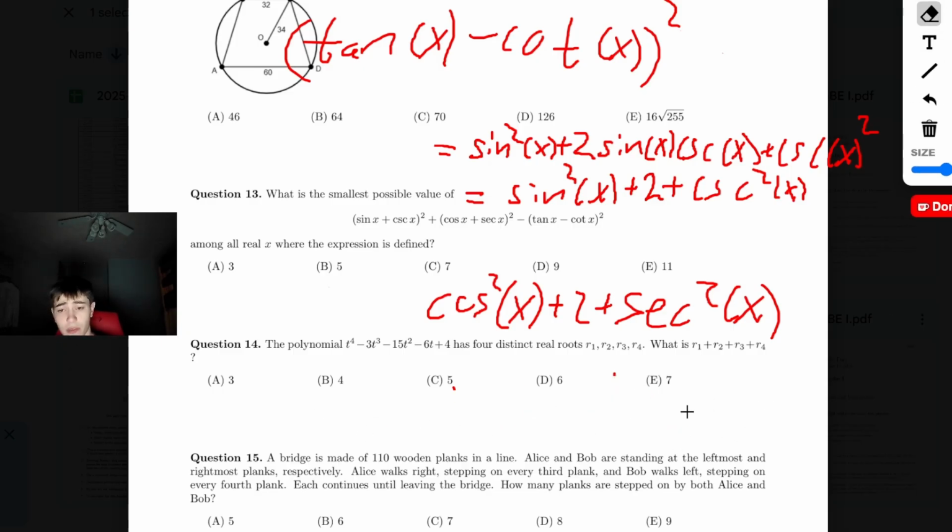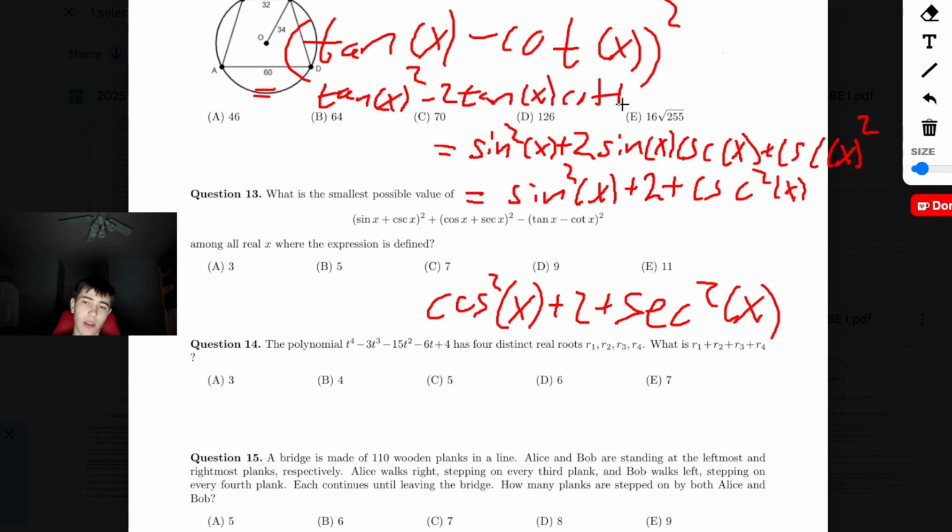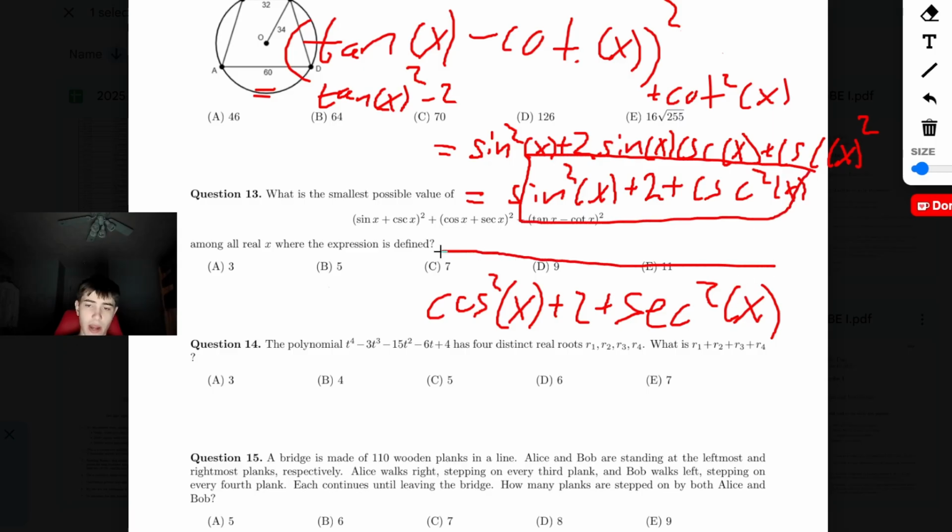So it's kind of similar to what we had before. If we compute this, we get tangent squared of x minus 2 tangent of x times cotangent of x plus cotangent squared x. And then that is going to be equal to just minus 2, right? So tangent squared plus cotangent squared. But remember, we're subtracting this. So our whole sum, we have this part that we're adding, and then we're subtracting this part.